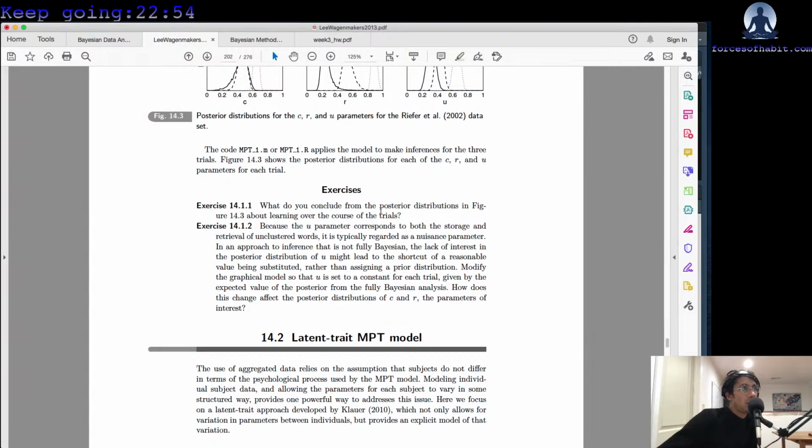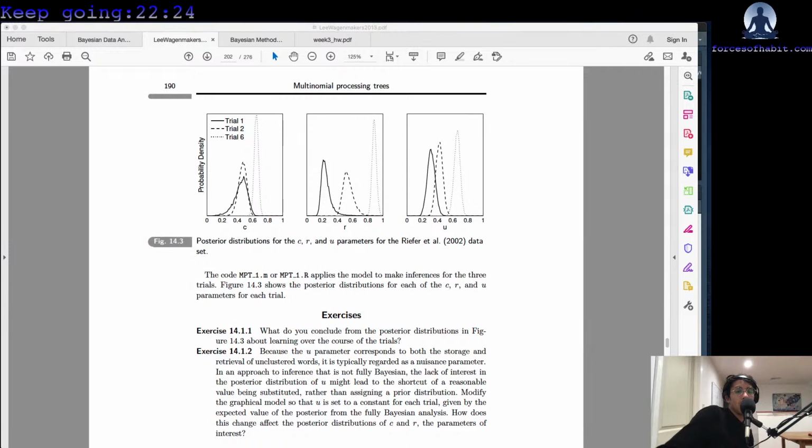So what do you conclude from the posteriors? We are learning. That's what I conclude. Word pairs are becoming more clustered. We are learning, though additionally, unique words are also being recalled more frequently. Or the probability of words that are unique being recalled across the sample is more frequent. So all three parameters are increasing.